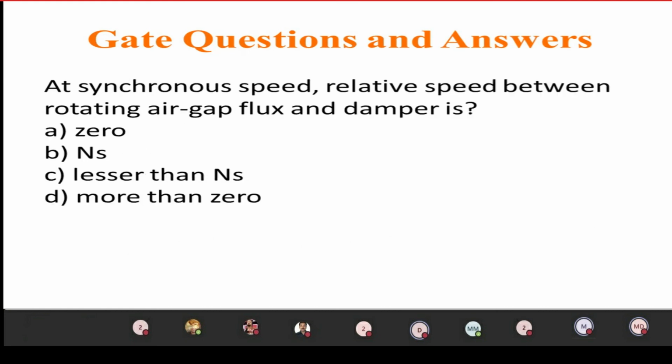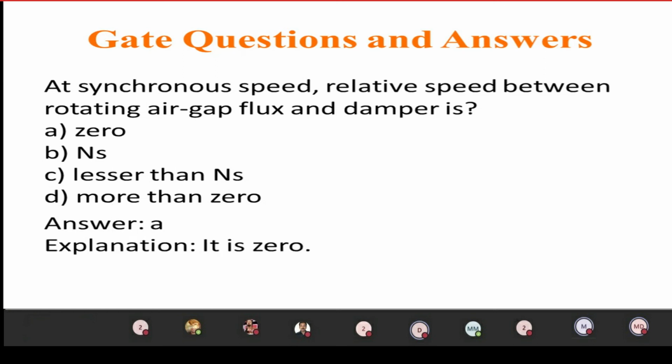At synchronous speed, the relative speed between the rotating air gap flux and the damper is? So it is a dummy winding. The relative speed is 0. That is not a synchronous speed, not less than synchronous speed, or more than 0. So it is 0, because when it is 0, it acts like a dummy winding.